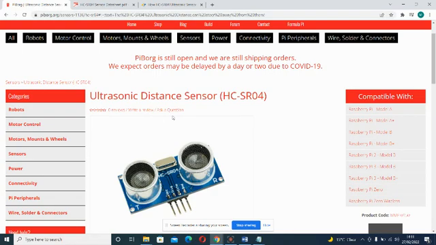The next sensor is the ultrasonic distance sensor HC-SR04. The HC-SR04 ultrasonic distance sensor is a sensor used for detecting the distance to an object using sonar. It's ideal for any robotics project which requires us to avoid objects by detecting how close they are. You can steer away from them.